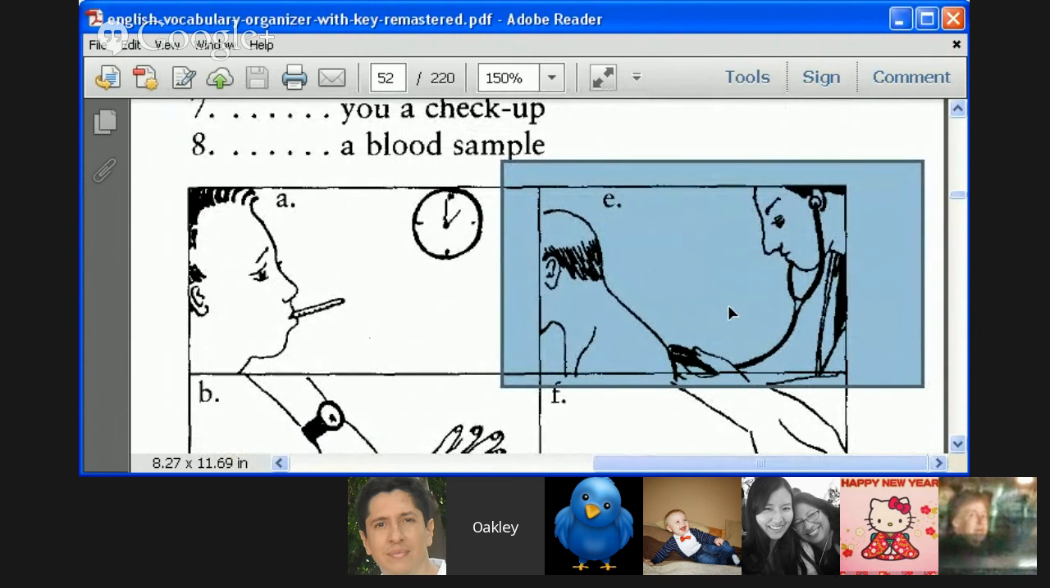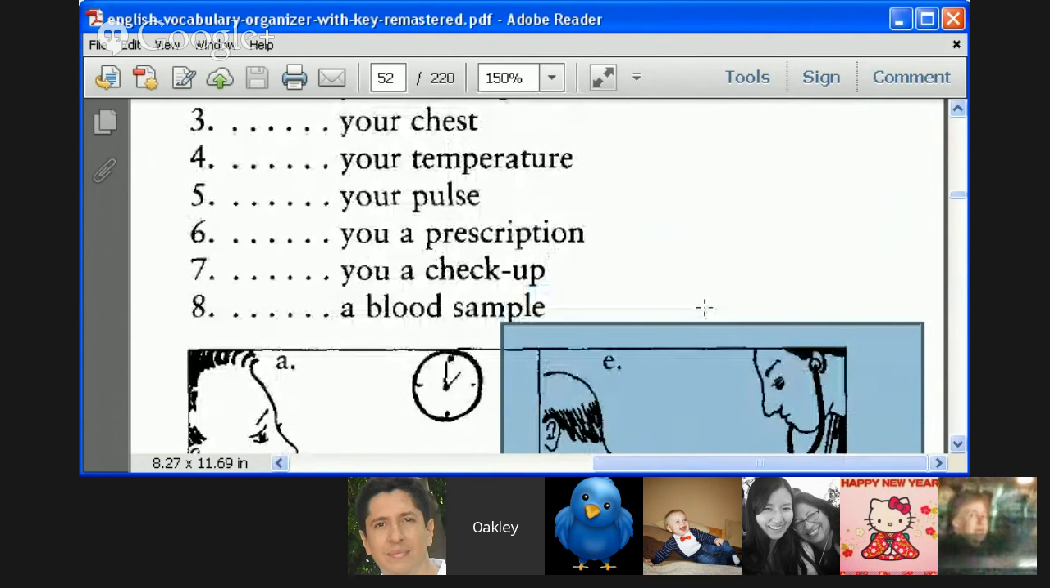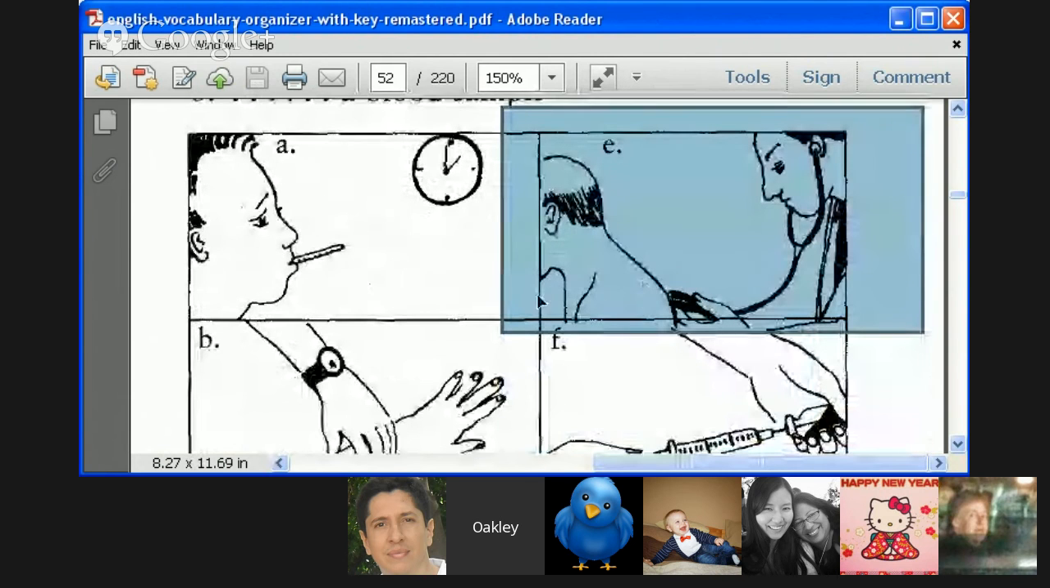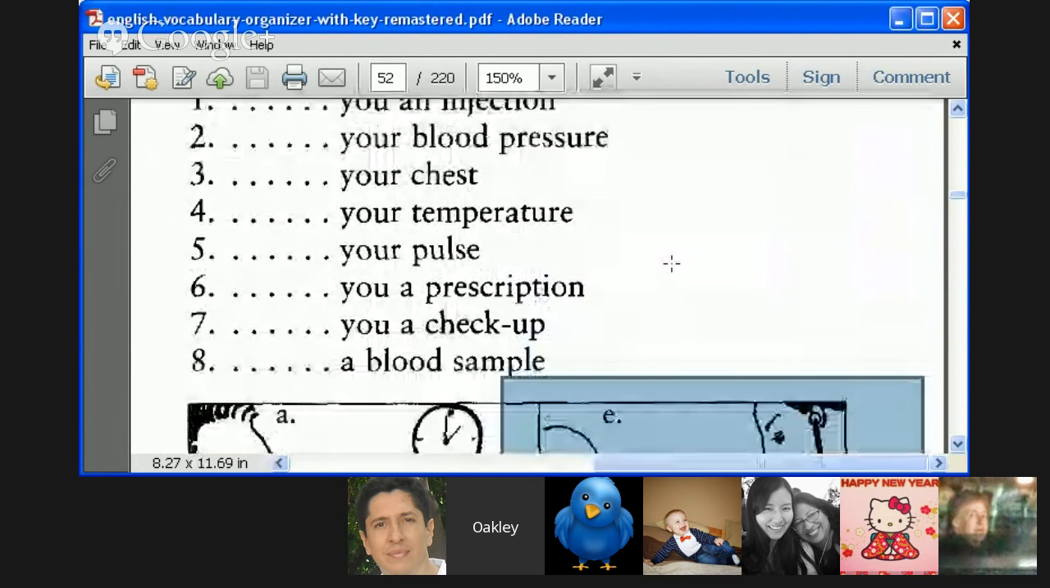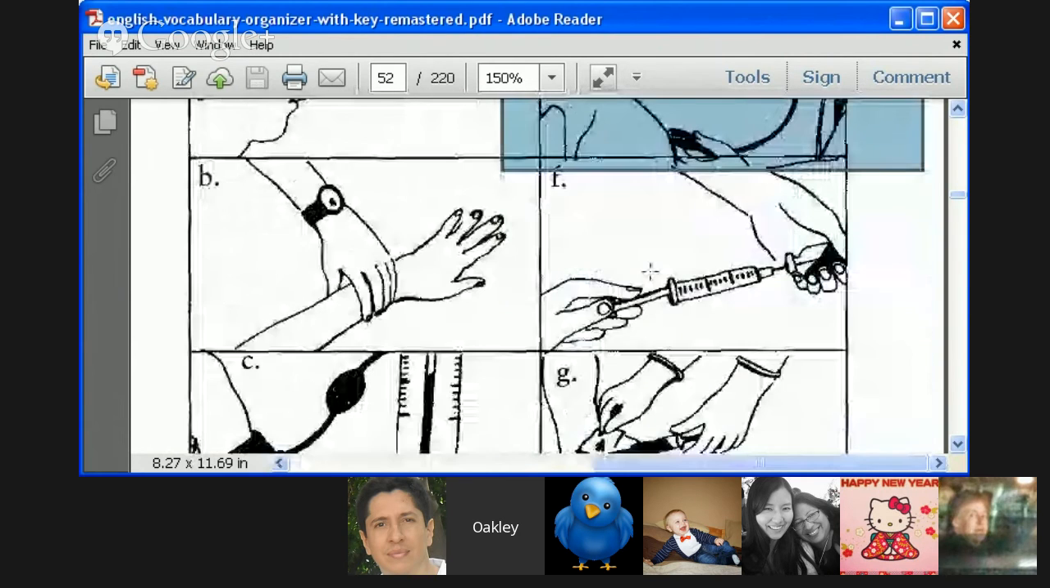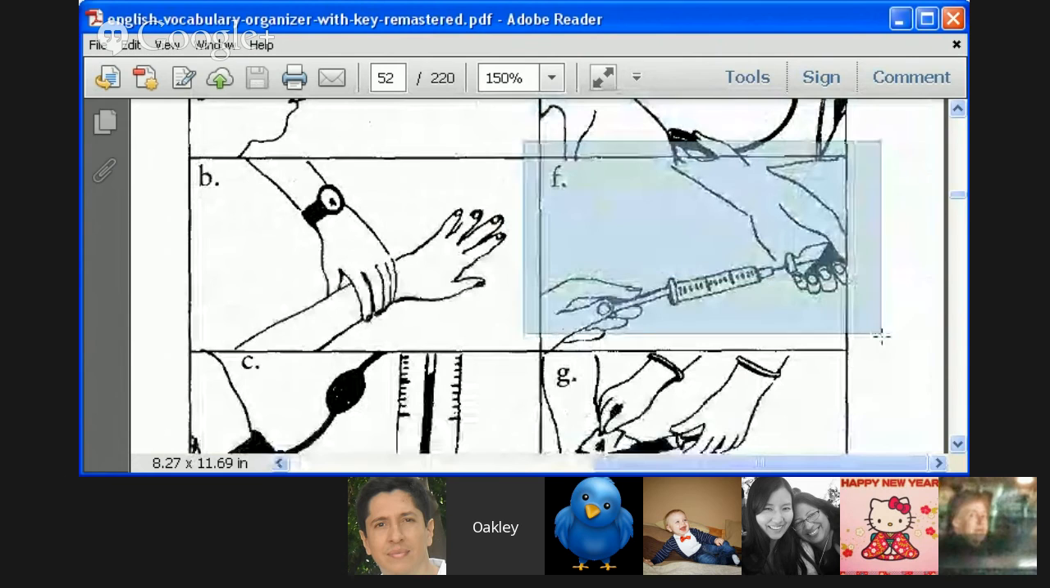Gemma, how about E? What's going on here? The doctor listens to my chest. Okay, yeah, the doctor does that. He listens to your front and your back, but okay, the doctor listens to your chest. Yeah, that's right. He's checking your breathing and your lungs.